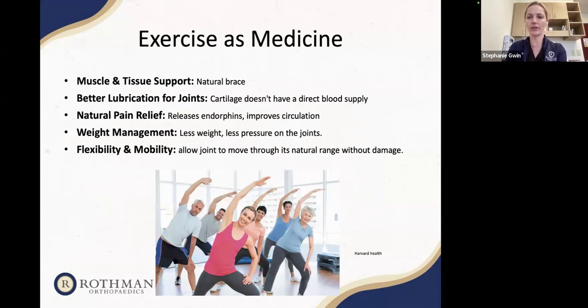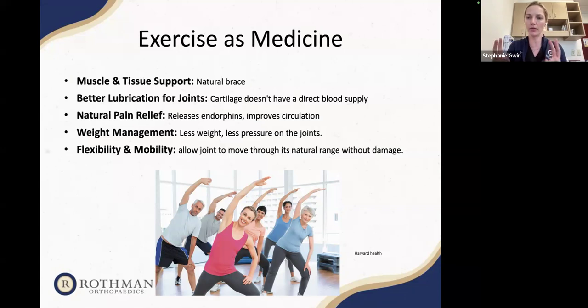So, starting to reiterate the importance of exercise as medicine. This is both in general and in relation to rehabbing an injury. Having strong muscles and strong tissues acts like a natural brace. So if your muscles are strong, you're going to be less dependent on your ligaments to hold your knee, for example, together. In terms of cartilage in the knee for osteoarthritis in particular, it doesn't have a real direct blood supply. So getting low impact activities helps increase circulation to the area and increase nutrient delivery to the cartilage. And then you get a natural pain relief.